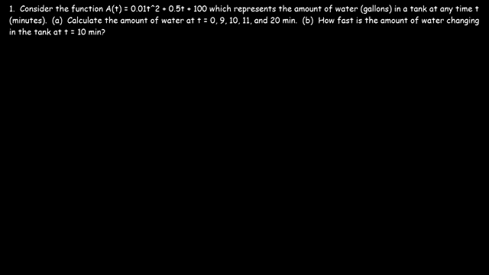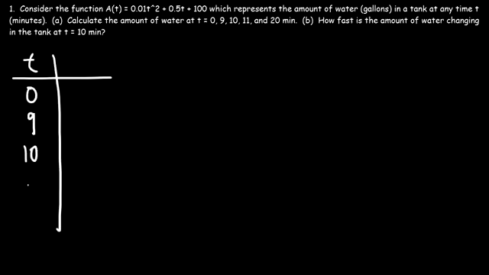Let's consider this problem. We have a function, A of t, which is 0.01 t squared plus 0.5 t plus 100. This function represents the amount of water in gallons that is inside a tank at any time t, and t is in minutes. So what we need to do is calculate the amount of water at the following times: when t is 0, 9, 10, 11, and 20. So go ahead and do that when you get a chance. Feel free to pause the video.